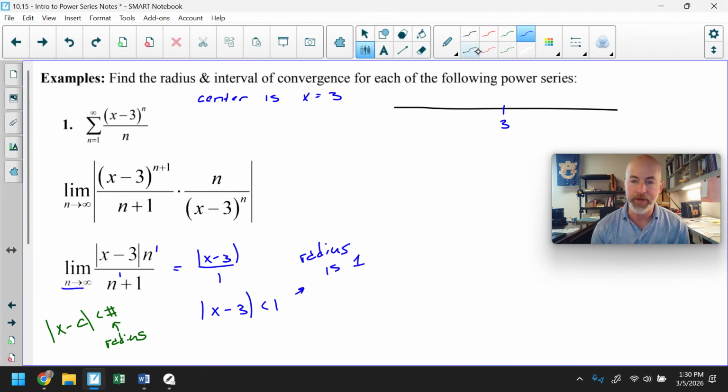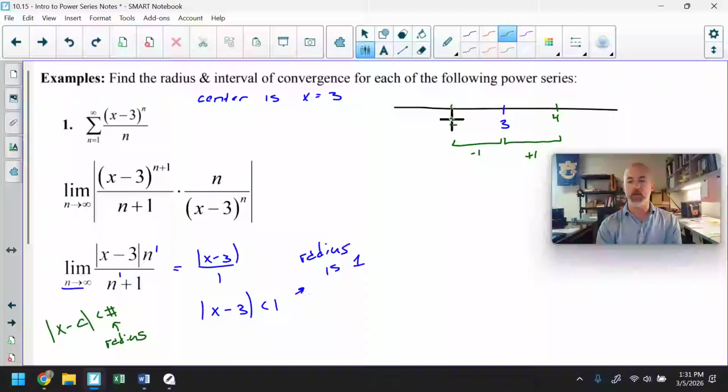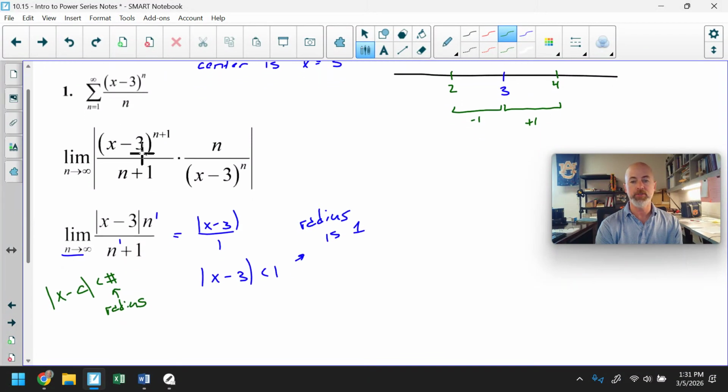Now going back to my number line up here, that tells me that from my center of 3, I can go 1 unit to the right, which takes me to 4. I can go 1 unit to the left, which takes me to 2. And I know I'm going to converge for all x values between 2 and 4. Now that's one way you can solve the inequality. Another way is you could actually just channel your algebra brain. You should have learned how to solve these a long time ago. If absolute value of something is less than 1, I need that something to be between -1 and 1, and that's going to happen when x is between 2 and 4.